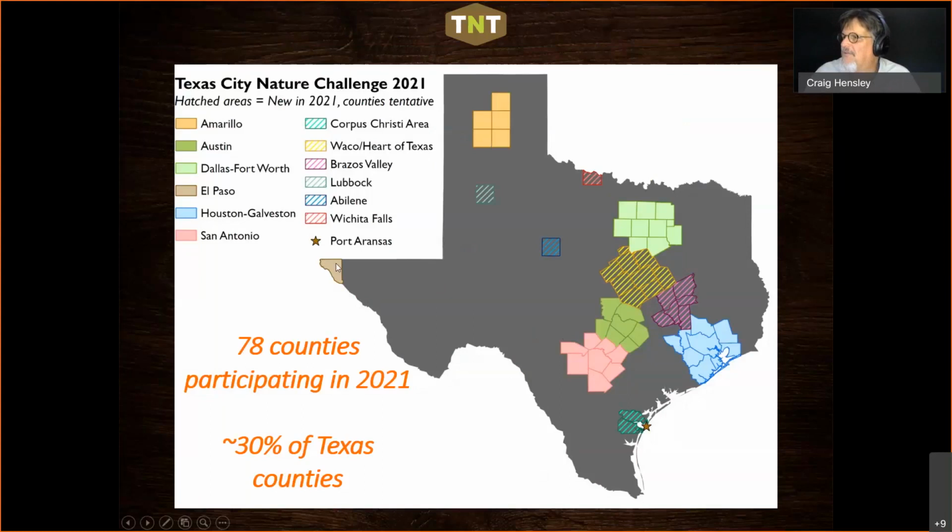We've got El Paso in there. We've got obviously the coast down here and here. We've got Wichita Falls out here in the Panhandle. So lots and lots of great places. Lubbock and Amarillo and Abilene and all kinds of places are participating for the first time, several of them this year. So that's kind of exciting.